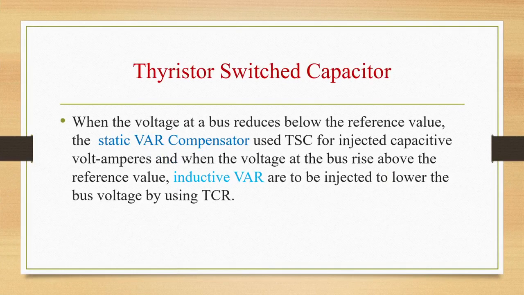So when the voltage at a bus reduces below the reference value, the static VAR compensator uses TSC to inject capacitive volt amperes, and when the voltage at the bus rises above the reference value, inductive VAR is injected to lower the bus voltage by using TCR.